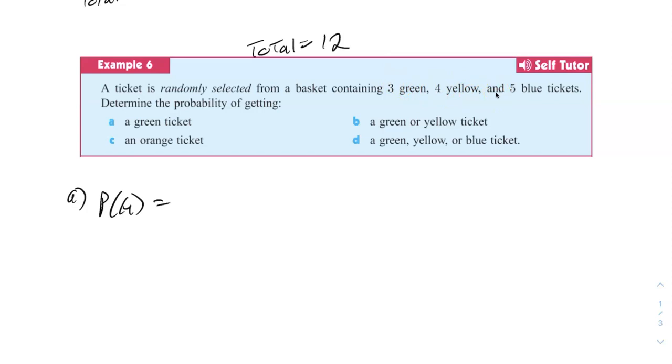And then I just want to go, the odds of getting a green ticket would be the 3 options of green over 12. I want green, there's only 3 green, and the total is 12. So 3 out of 12 or 1/4.